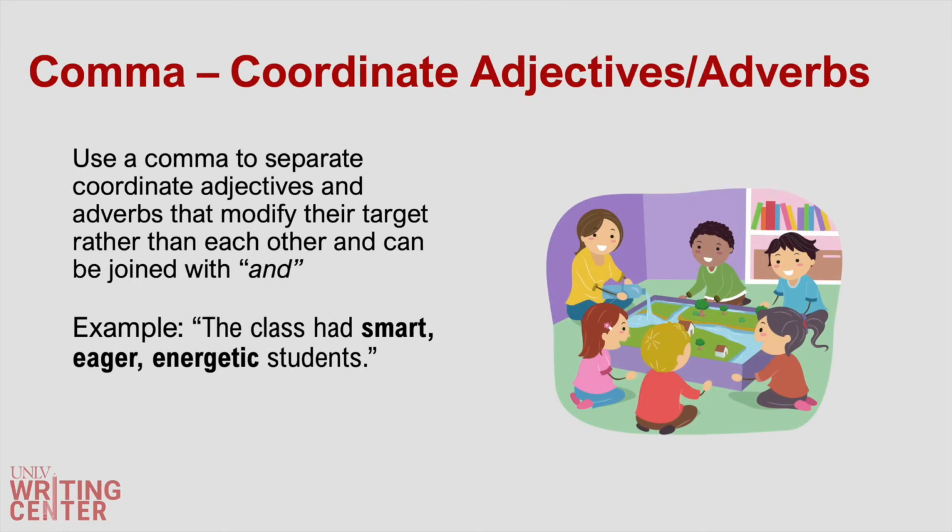However, you do want to utilize a comma to separate coordinate adjectives and adverbs, as they modify the subject of a sentence rather than each other and also can be joined together by the conjunction "and." For example, "The class has smart, eager, energetic students," or "The class has smart and eager and energetic students." These adjectives modify the subject of the sentence, the class, separately, so they need commas between them.